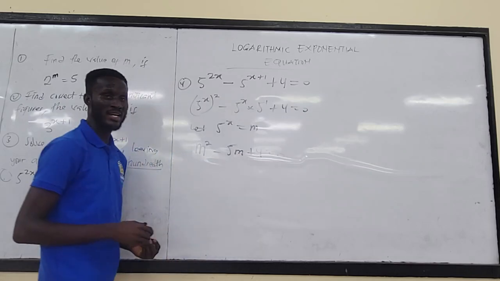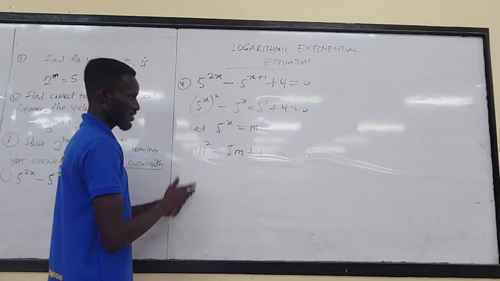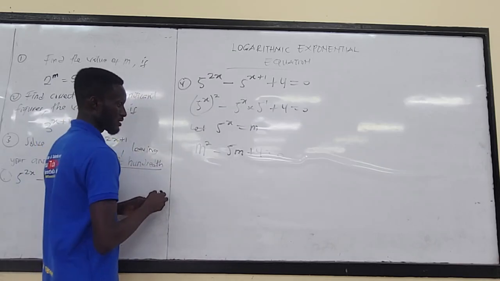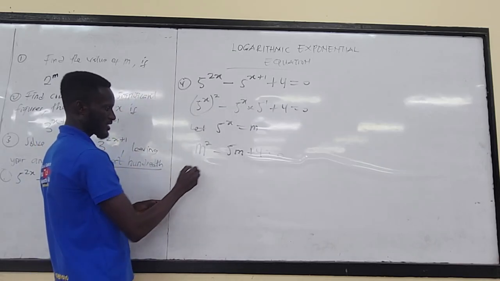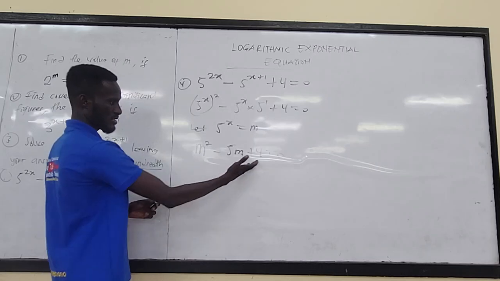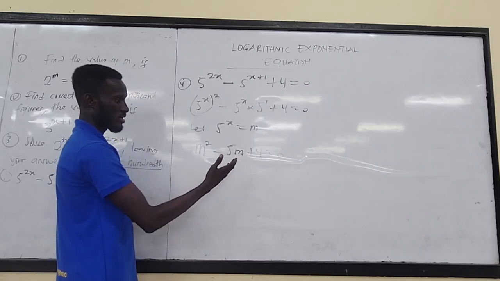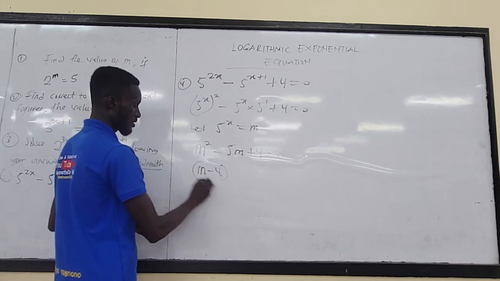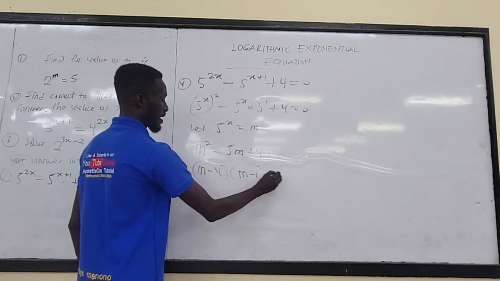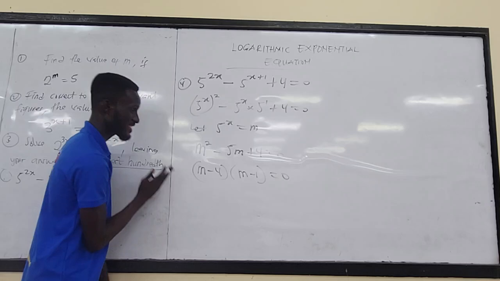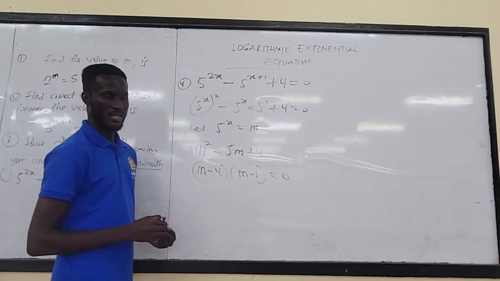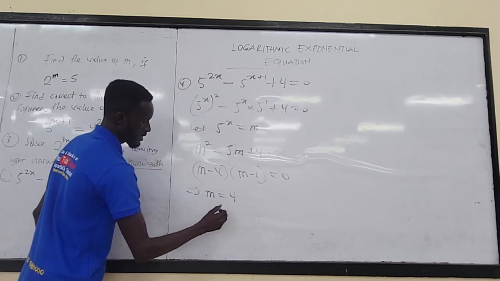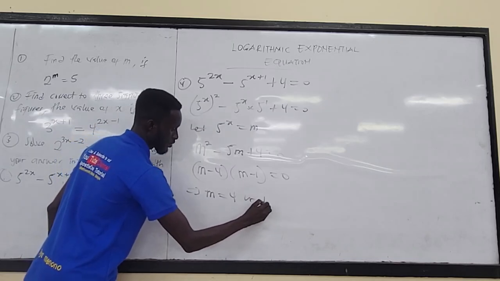Then you solve this one quadratically to get the answer. Let's see how the answer will be. Now I'll have, let's solve this one, I have to use negative 4 and negative 1. So I'm going to have m minus 4 and m minus 1 equal to 0. Solve it and get this answer. So we have the first answer, m is equal to 4 or m is equal to 1.